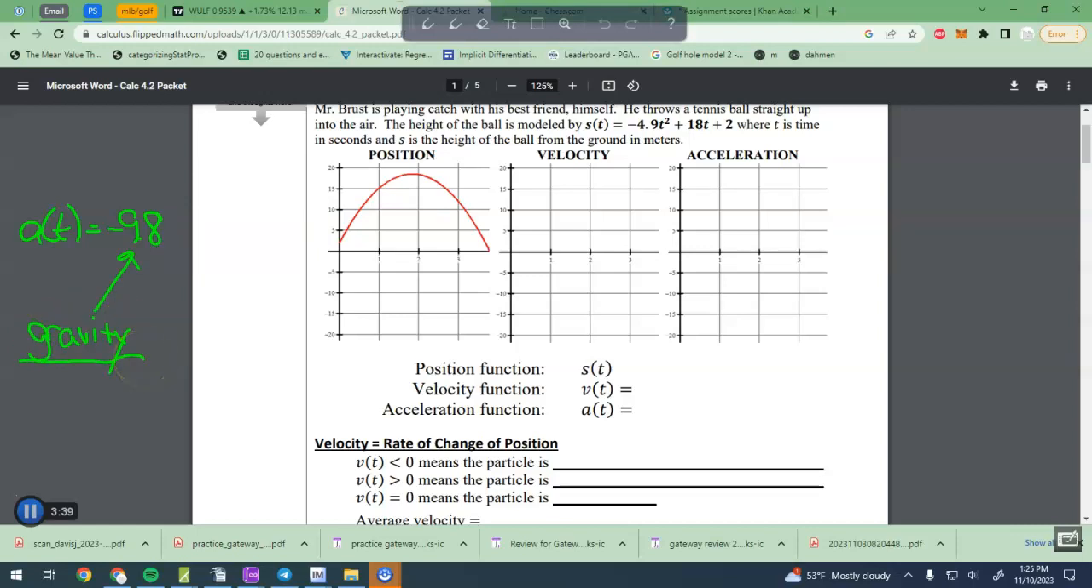Yeah, it's a line. It's gravity though, right? Isn't that how gravity is? So the acceleration is just a horizontal line here at negative 9.8. I think I've drawn this like 4 times and erased it.